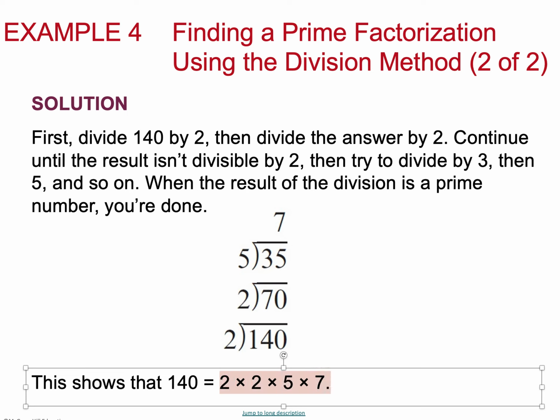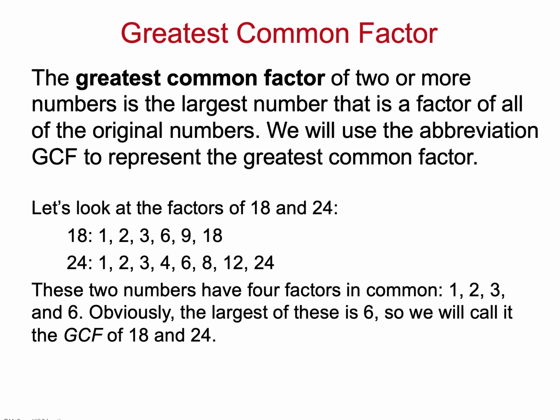So the division method's always going to start by dividing the number by 2. And basically, once you get it down to something that's small enough, like 50 or below, then you're able to actually go into factors that are prime.